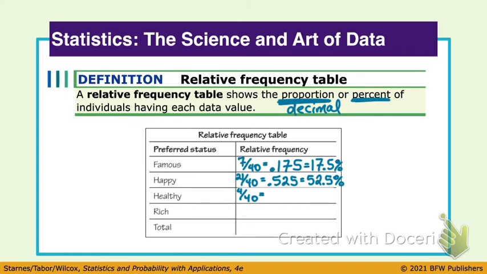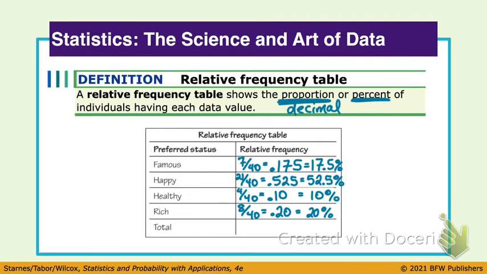Then we had 4 out of 40 for our healthy. What is that as a decimal? 0.1. And what is that as a percent? 10%. All right. And then Rich was 8 out of 40, which is 0.2, which is 20%. All right, let's talk about the total.